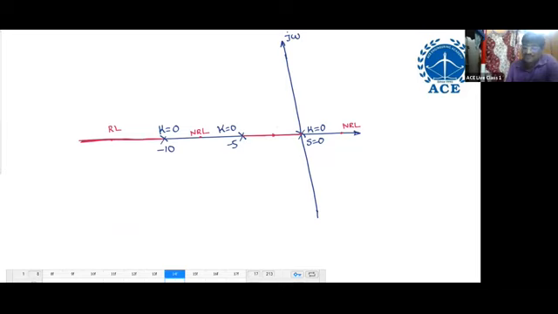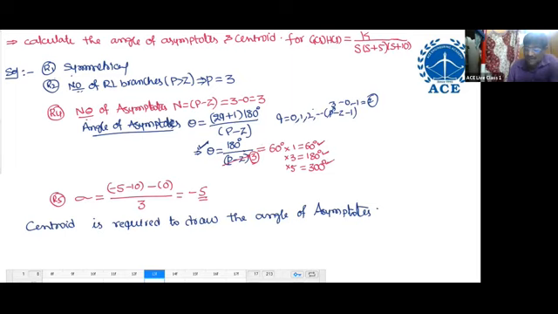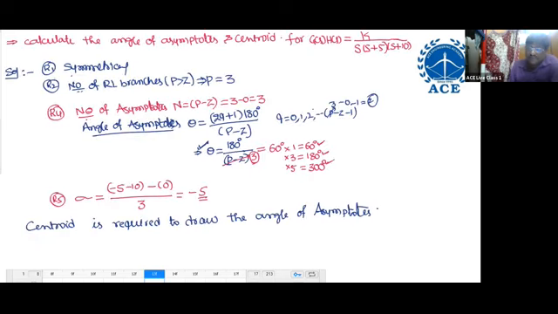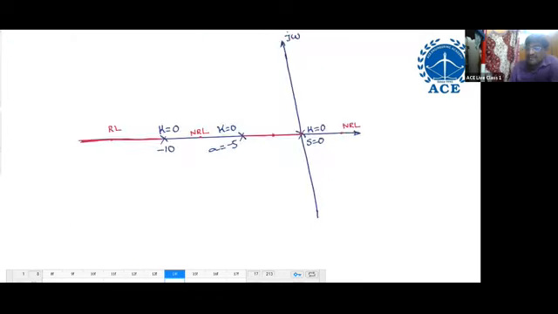Now draw the diagram. What is the centroid? Minus 5. So this is the centroid. With respect to the centroid, what do you have to draw? 60 degrees, 180 degrees, 300 degrees. This is 0 degrees. Draw a line at 60 degrees.